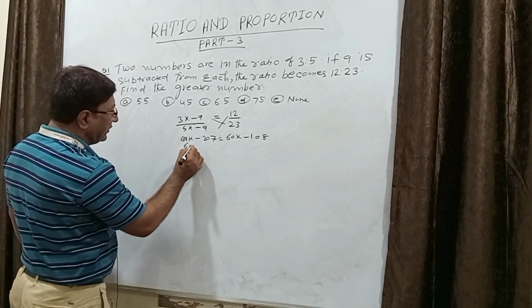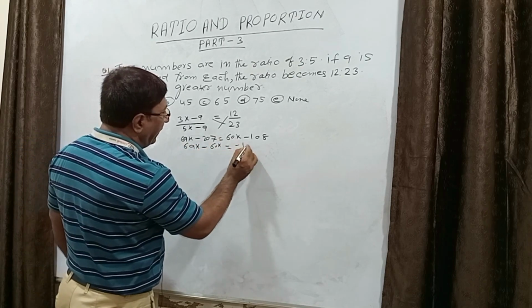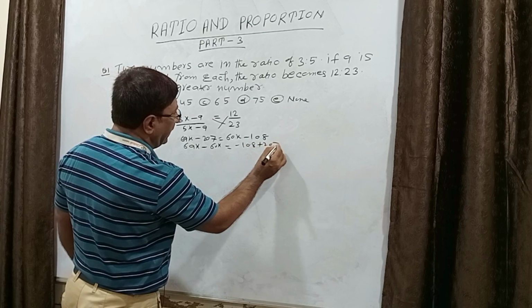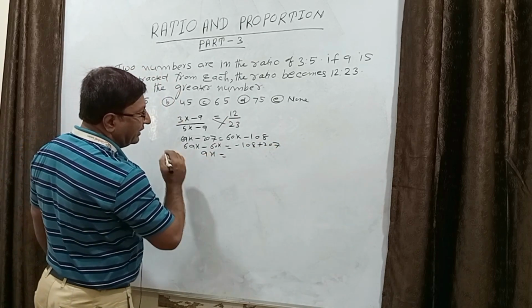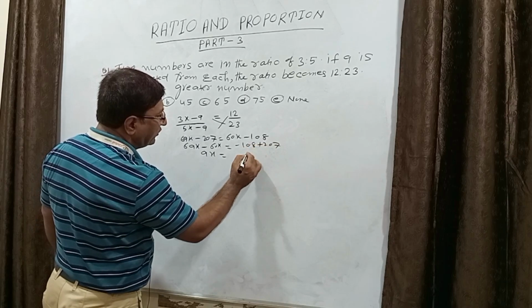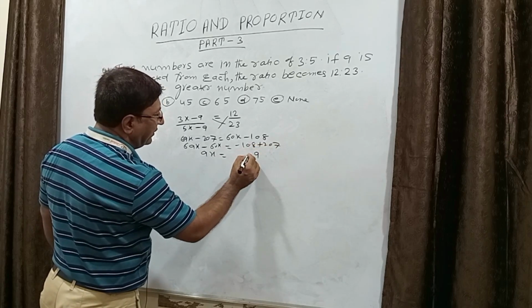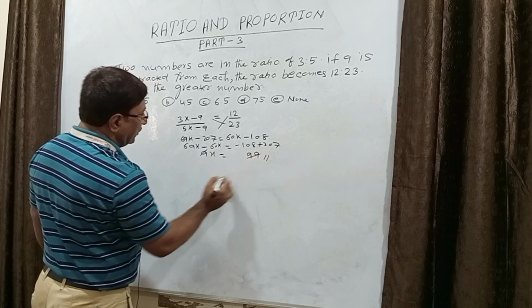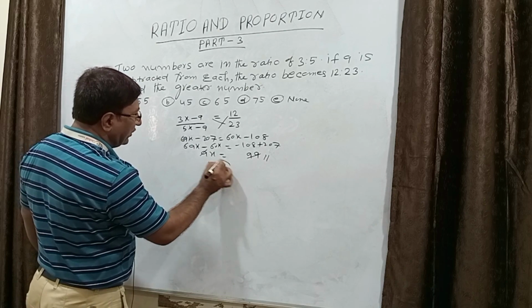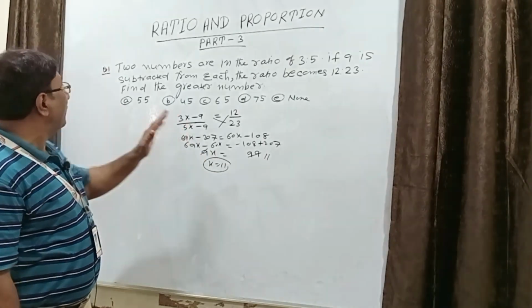So we will get 69x minus 60x equal to minus 108 plus 207. So this is 9x, and this is 207 minus 108, which is 99. So 9x equals 99, and this 9 is cancelled out. So we will get x equal to 11.